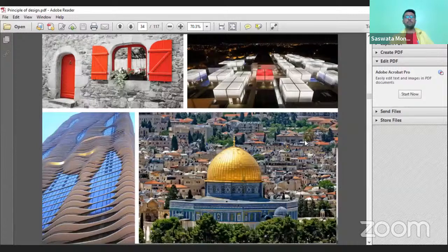Okay, now we will go through a couple of pictures and structures and several other things. See, over here, in the very first image, we get to see emphasis with the red windows. In the second one, we get to see the emphasis with this red color box over here. Can anyone tell me in this structure, the left-hand side bottom one, how do we get to see emphasis?